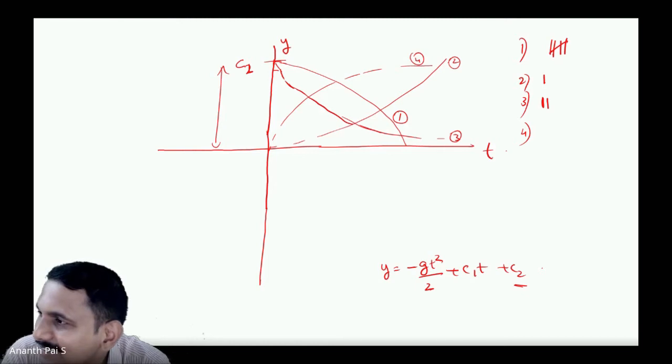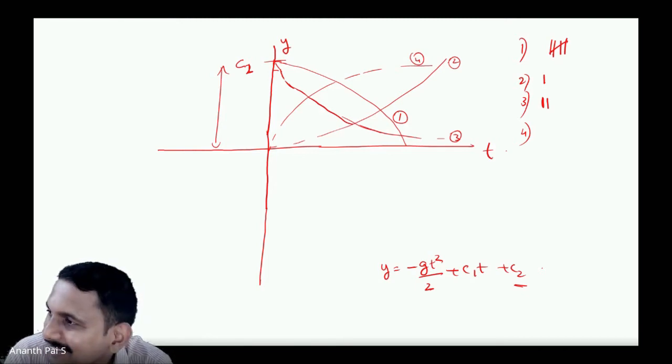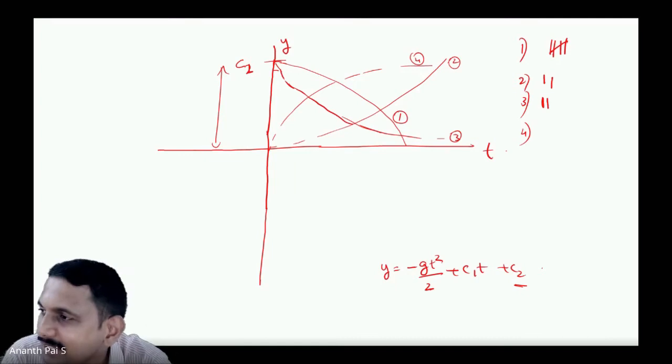7. Kirtan ji, tell me first. Sir, I give it as two, sir. Two. Okay. 2 is the answer. Okay.